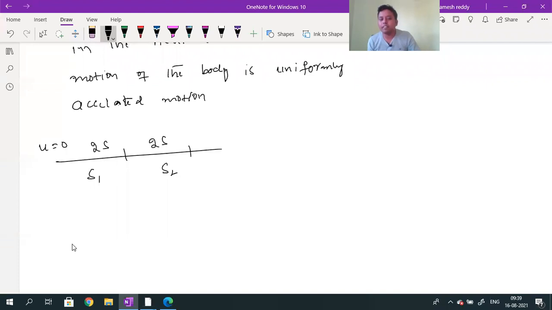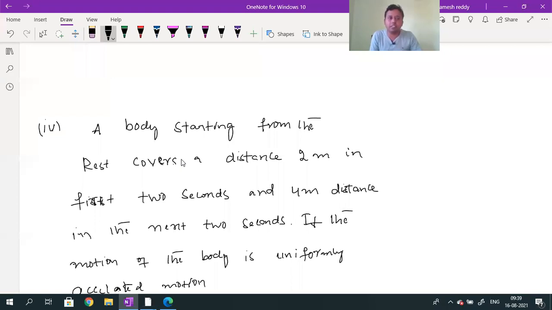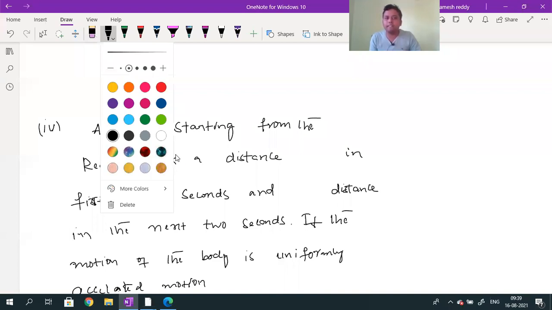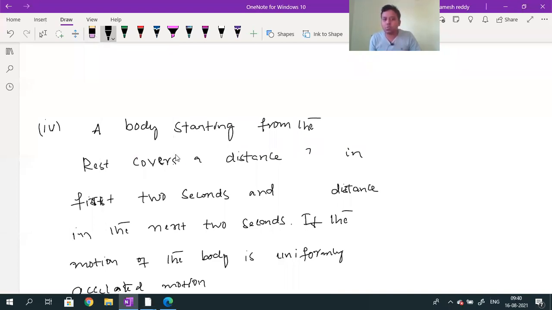Instead of taking the data in the question, the body travels a distance, here instead of 2 meters I will take s1, and here instead of 4 meters I will take s2. First I will write: the body travels a distance s1 in the first 2 seconds, and s2 in the next 2 seconds.